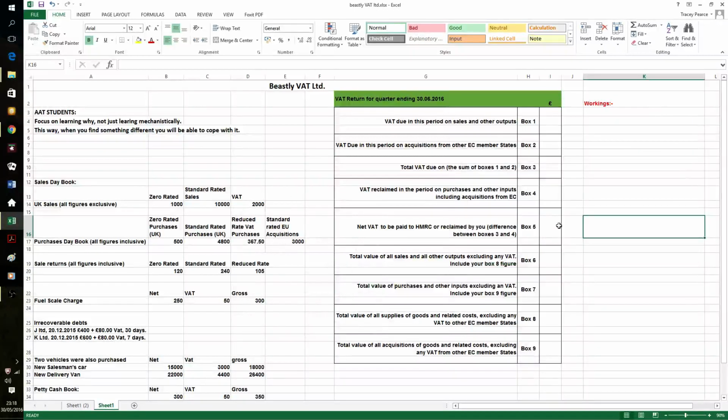Hello accounts people, time to have a look at some more complicated VAT calculations. If you're an AAT student, you should be focusing on learning why, not just a mechanistic way of completing a VAT return. If you've got something unusual in the exam, you'll be able to cope with it, and also from a point of learning for the real world throws up all sorts of strange things every now and again.